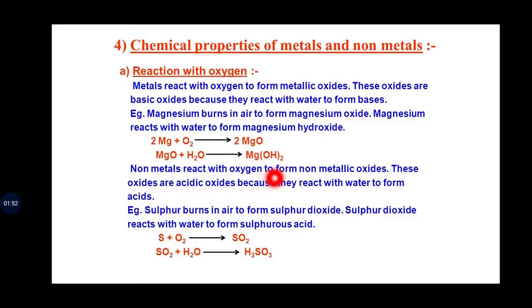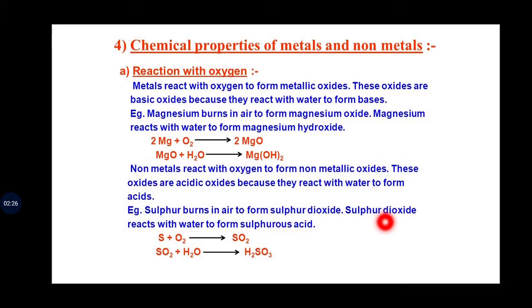Non-metal react with oxygen. This was the reaction with metals. Now non-metals react with oxygen to form non-metallic oxides. जब metals react करते हैं तो metallic oxide बनाते हैं, non-metal react करते हैं तो non-metallic oxides बनाते हैं. These oxides are acidic oxides because they react with water to form acids. Example, sulfur burns in air to form sulfur dioxide.